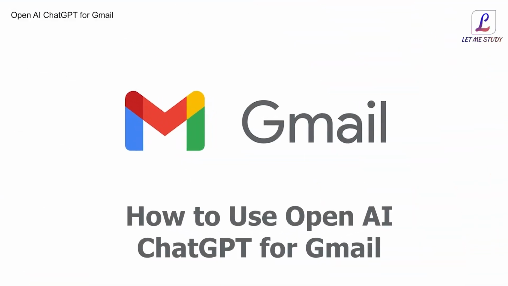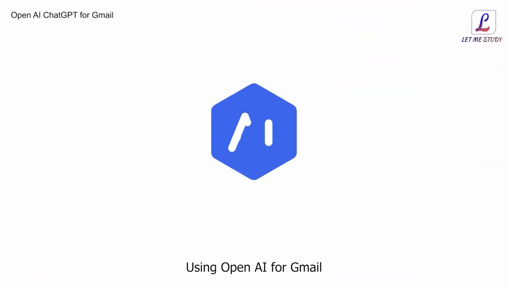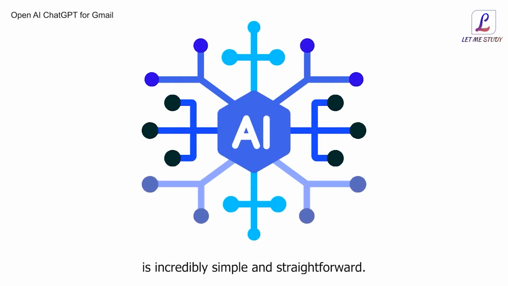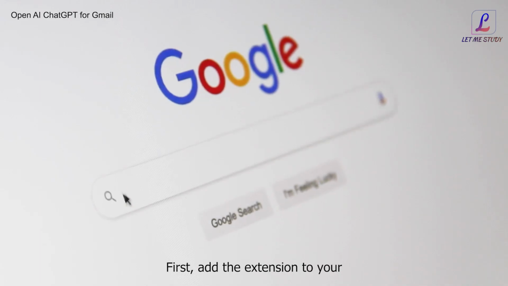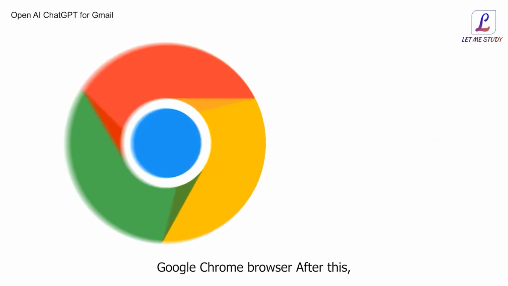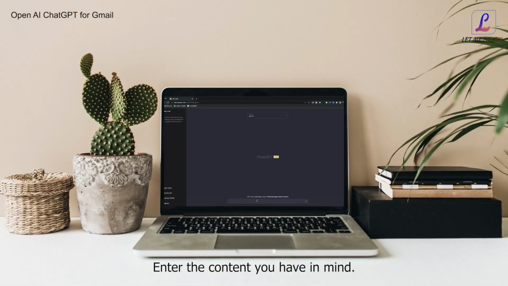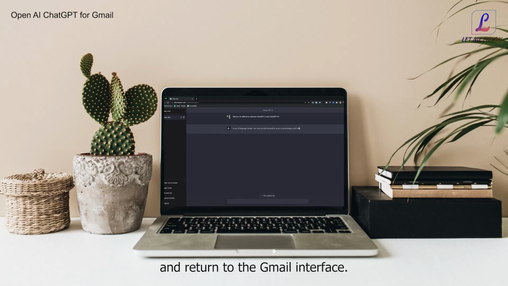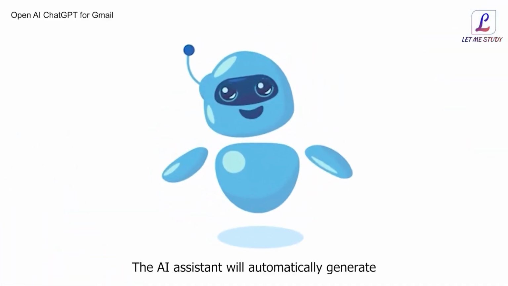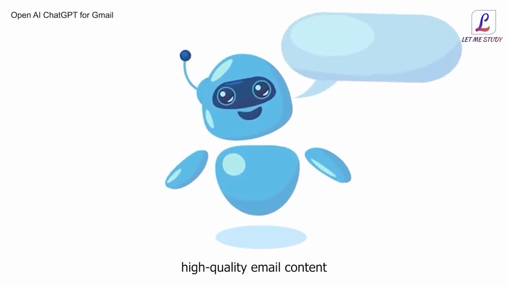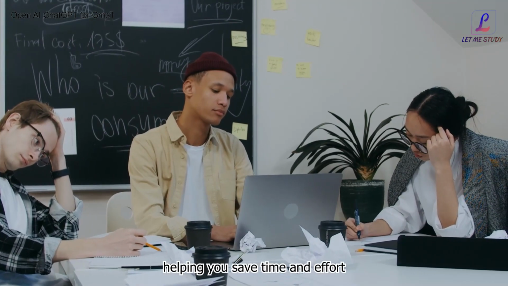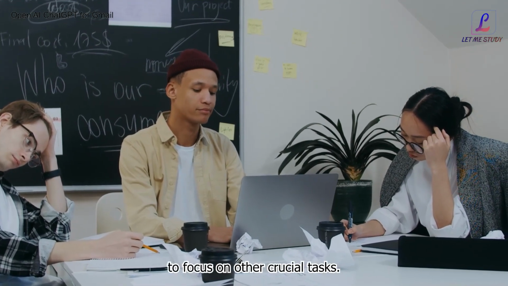How to use OpenAI ChatGPT for Gmail. Using OpenAI for Gmail is incredibly simple and straightforward. First, add the extension to your Google Chrome browser. After this, open the tool, enter the content you have in mind, click the Generate button, log in to your OpenAI ChatGPT account, and return to the Gmail interface. The AI assistant will automatically generate high-quality email content that's tailored to your needs, helping you save time and effort and allowing you to focus on other crucial tasks.